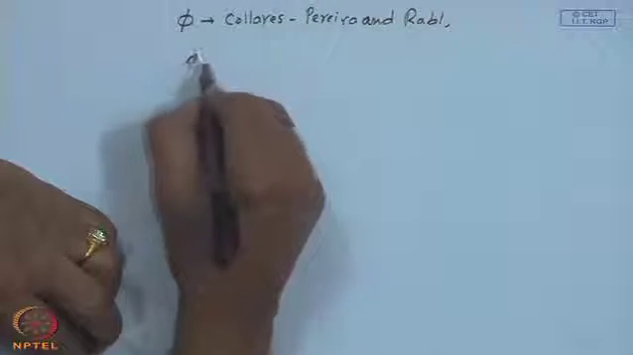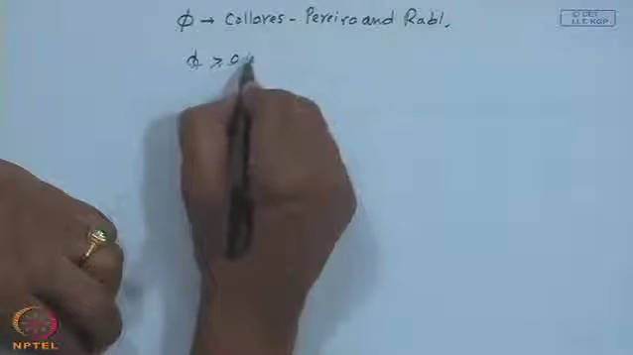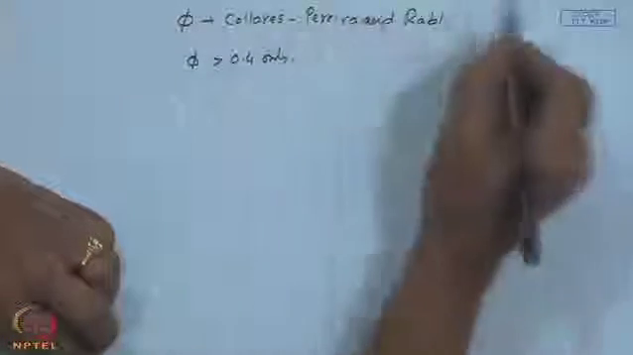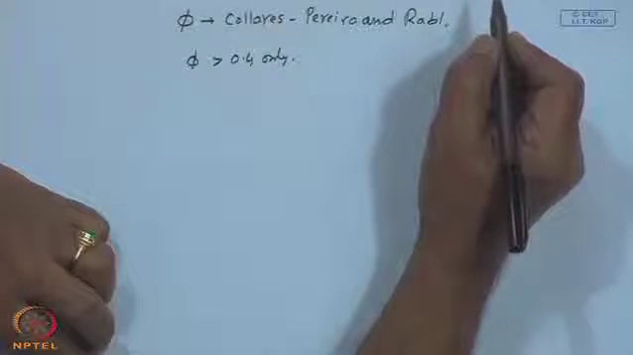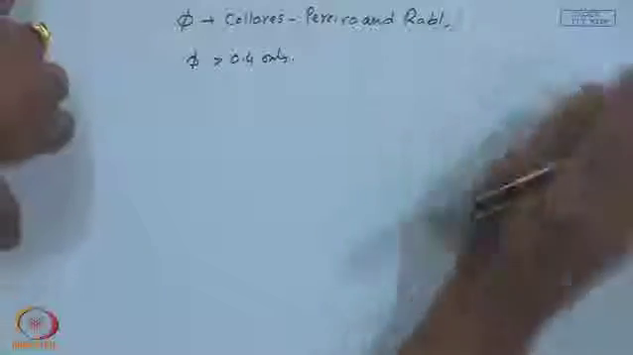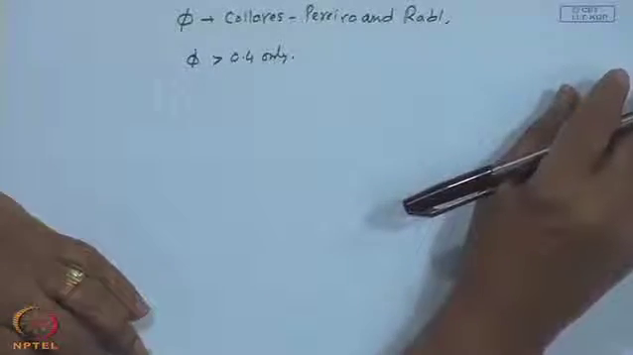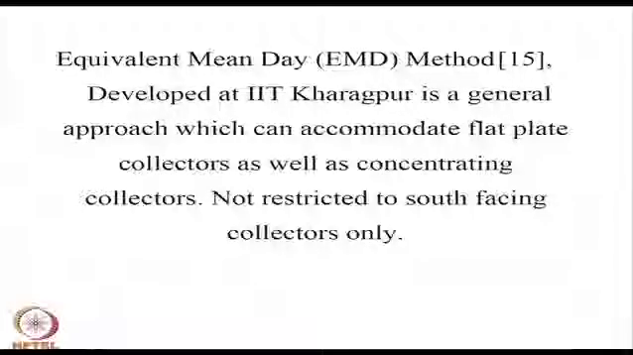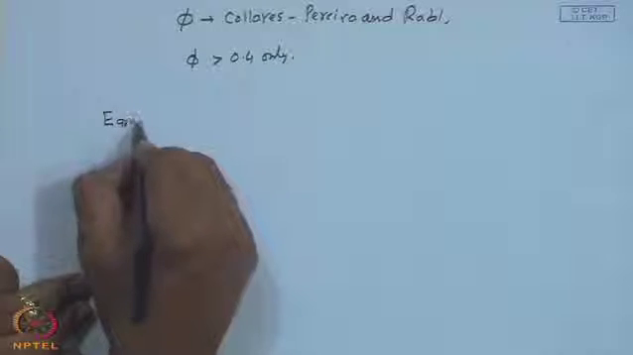This is valid for phi greater than 0.4 only. In other words, at low utilizabilities, the correlation does not work well. So, the argument sometimes given is that solar collectors are likely to be efficient, economically viable only if the utilizability is high. So, a method to evaluate utilizability when it is higher is acceptable. Finally, the work at IIT Kharagpur proposed an equivalent mean day method.